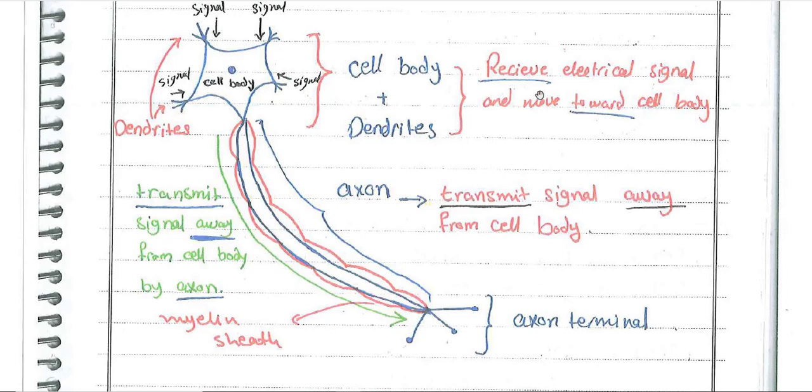Structure dendrite receive electrical signal toward the cell body. Signal that receive dendrite.